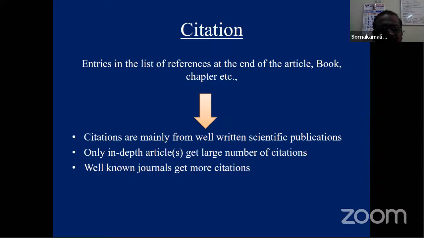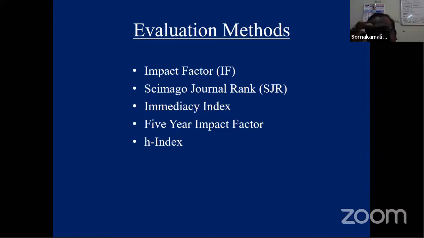Normally we receive citations for a well-written manuscript. Only an in-depth article will get a large number of citations. Then, suppose we publish our paper in a good journal or a known journal, we will have a chance of getting more citations for our paper. How can a journal be evaluated? Based on impact factor, SCImago Journal Rank, immediacy index, 5-year impact factor, and h-index.